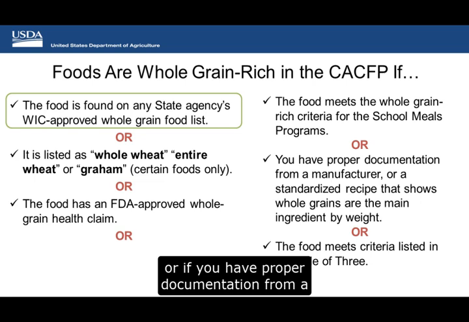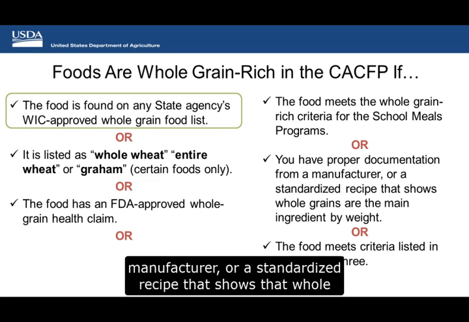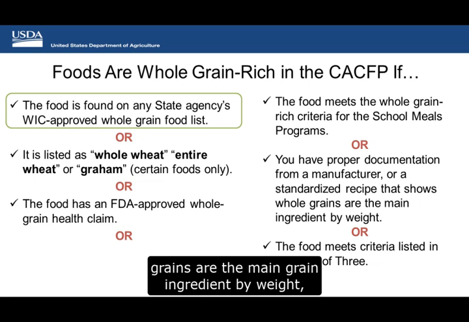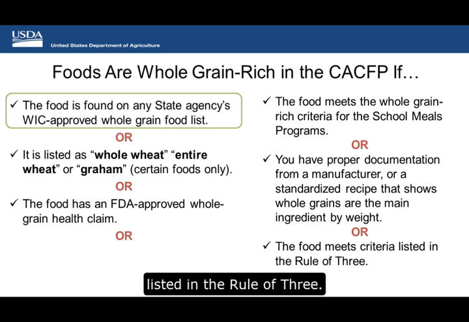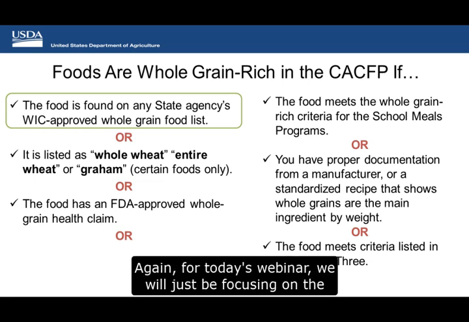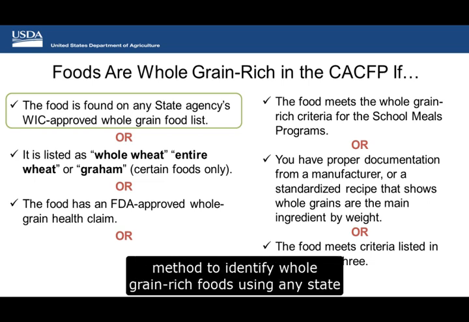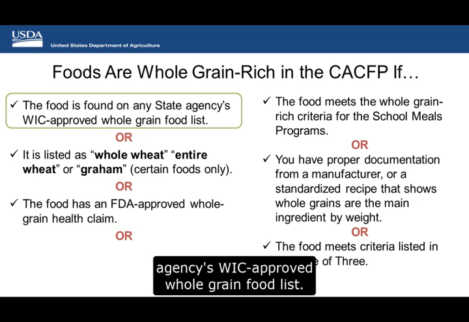or if you have proper documentation from a manufacturer, or a standardized recipe that shows that whole grains are the main grain ingredient by weight, or finally, if the ingredients in the food meet the criteria listed in the Rule of 3. Again, for today's webinar, we will just be focusing on the method to identify whole grain rich foods using any state agency's WIC-approved whole grain food list.